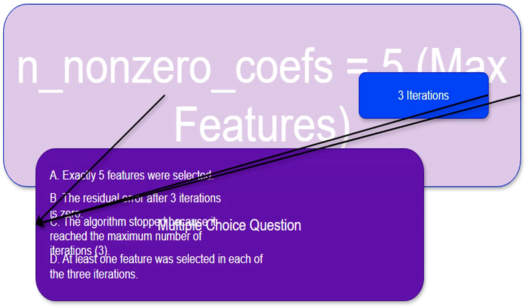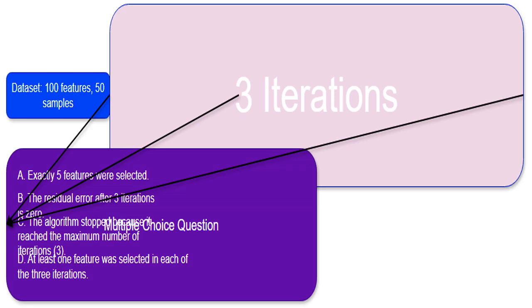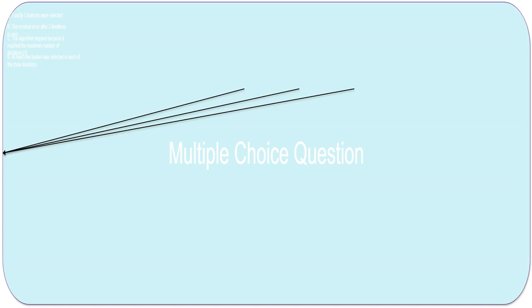That's n_non_0_cofs. The algorithm completed its work in just 3 steps. Each step involves selecting a feature. After 3 steps, it made its final prediction. I'm testing your understanding with a multiple-choice question based on the algorithm's behavior and parameters. Get ready to show me what you've learned.